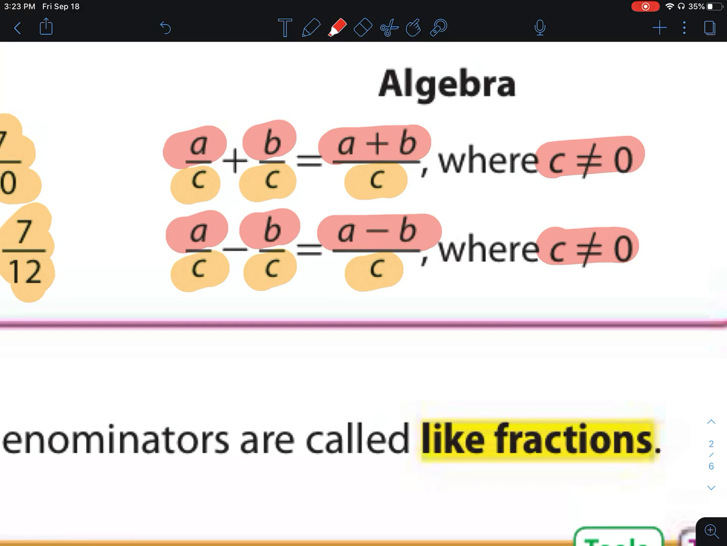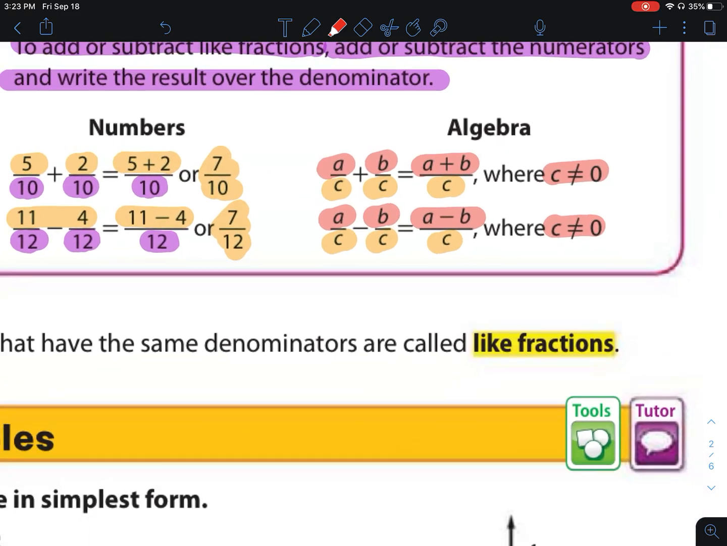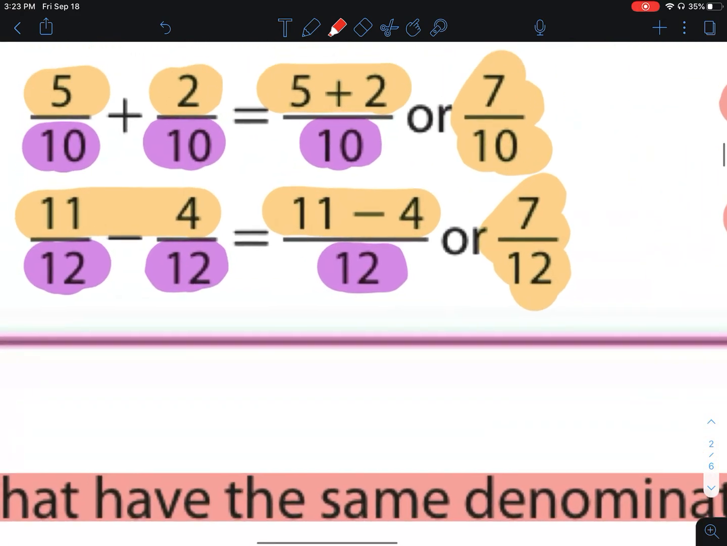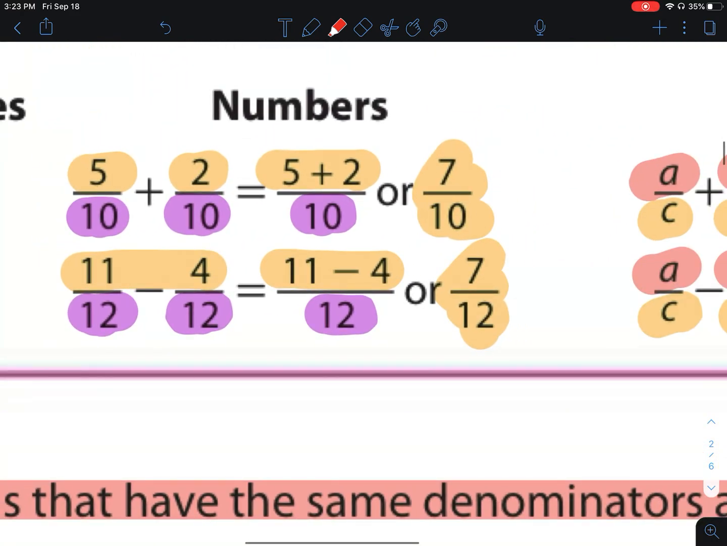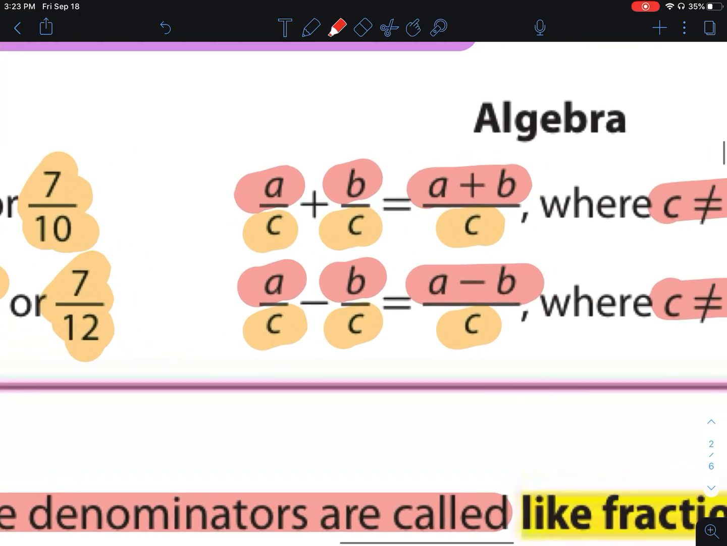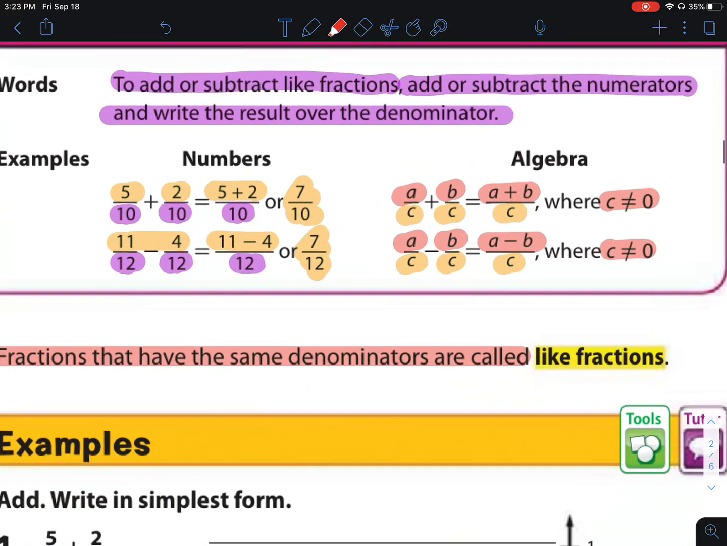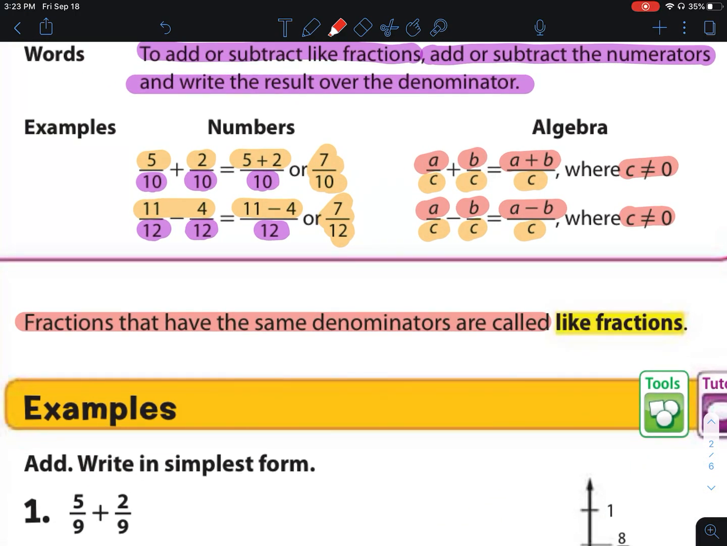So we talked about common denominators, and what do you call fractions with common denominators or the same denominator? So we now go to the definition of like fractions. Fractions that have the same denominators are called like fractions. And that's the reason why you see here 5 tenths and 2 tenths are like fractions. 11 twelfths and 4 twelfths are like fractions. Same thing in algebra, a over c and b over c are also like fractions.